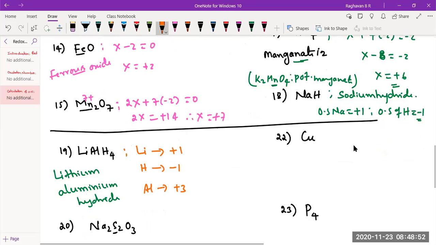That's all. Lithium aluminum hydride. Aluminum is +3. Of course, we didn't standardize aluminum in our rules, but in most of its compounds, it is +3. If you add all the charges, it should be 0. +1, +3, -4. Overall positive charge is +4, overall negative charge is -4. It is 0.